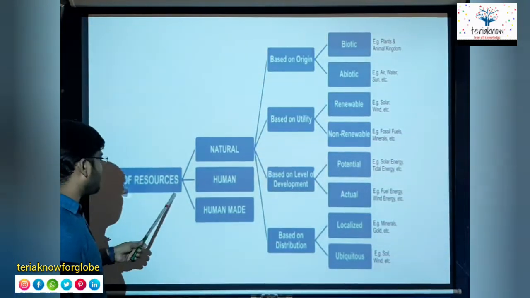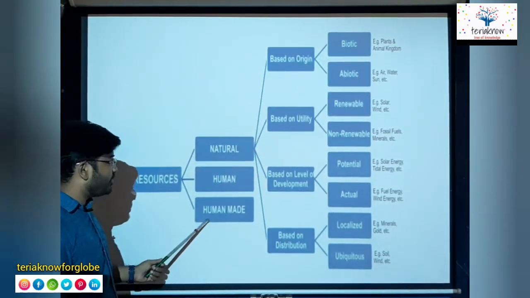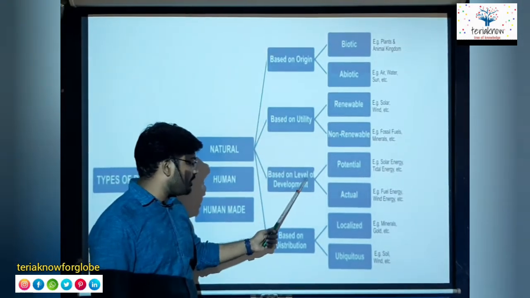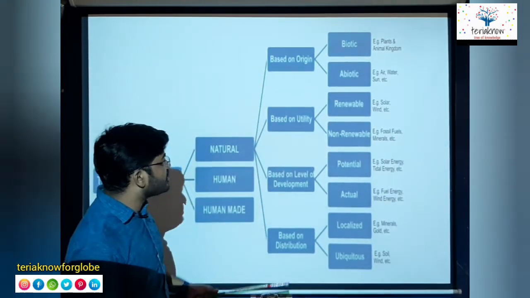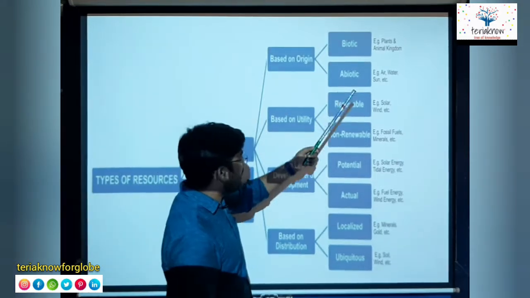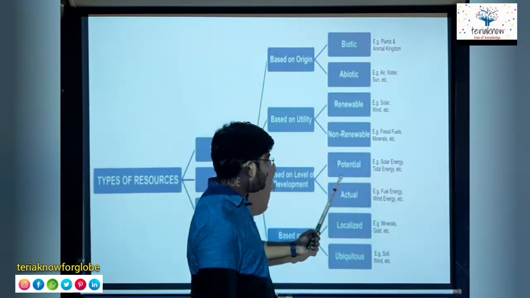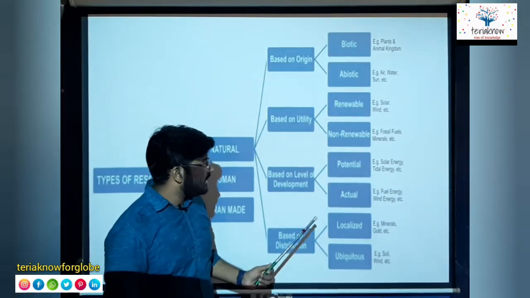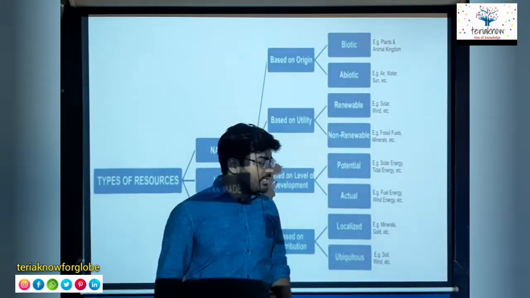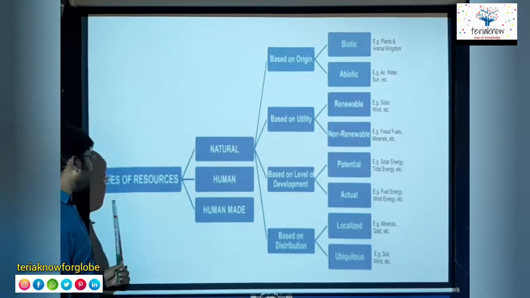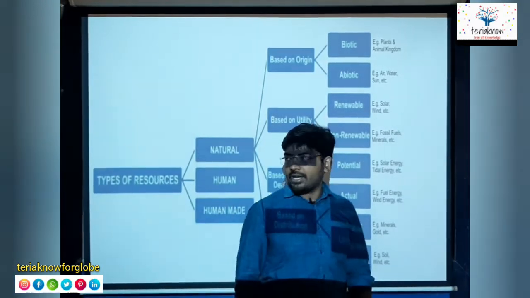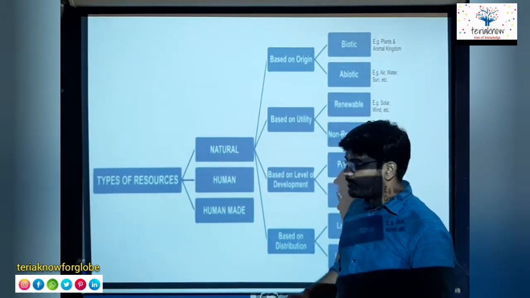one by one, types of resources: natural, human, human made. So in the natural, based on origin, based on utility, based on level of development, based on distribution, इस तरह से हमने देखा. तो बायोटिक, अबायोटिक, रिन्यूएबल, नॉन रिन्यूएबल, पोटेंशियल, एक्चुअल, लोकलाइज्ड, यूबिक्विटस, इस तरह की चीज़ों का आपने यहाँ पे गेस किया और समझा. ऑलराइट, सो दिस इज समथिंग अबाउट द टाइप्स ऑफ रिसोर्सेज. तो फ्लो चार्ट में आपको इसको करना है और अच्छे से करना है. डोंट फॉरगेट टू डू इट दिस फ्लो चार्ट.